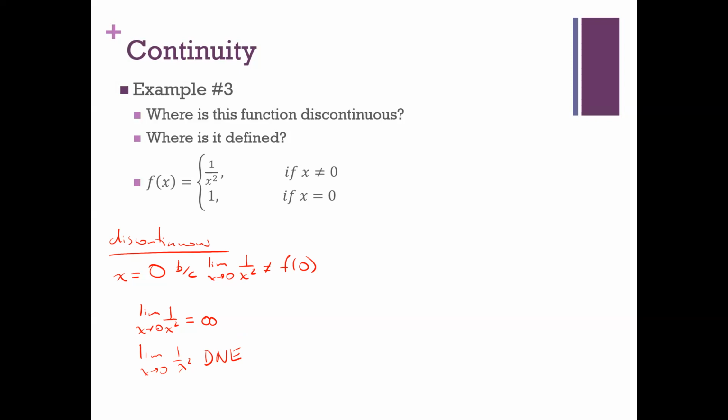And the last question I want to answer before I send you out is this: where is this function defined? Everywhere. It fails to be continuous at x equals 0, but if I just had f of x equals 1 over x squared, it would be defined everywhere except for 0. But since I amended that to say f of 0 equals 1, it's defined everywhere.